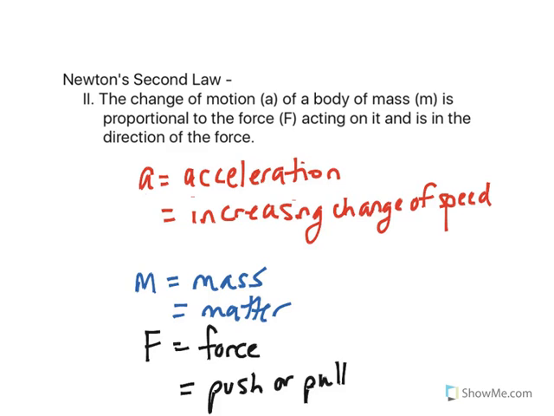So Newton's second law is telling us that the change of motion A of a body of mass m is proportional to the force acting on the body of mass m and is in the direction of the force. So I drew arrows above F and A. So if the force is to the right, the acceleration will be to the right.